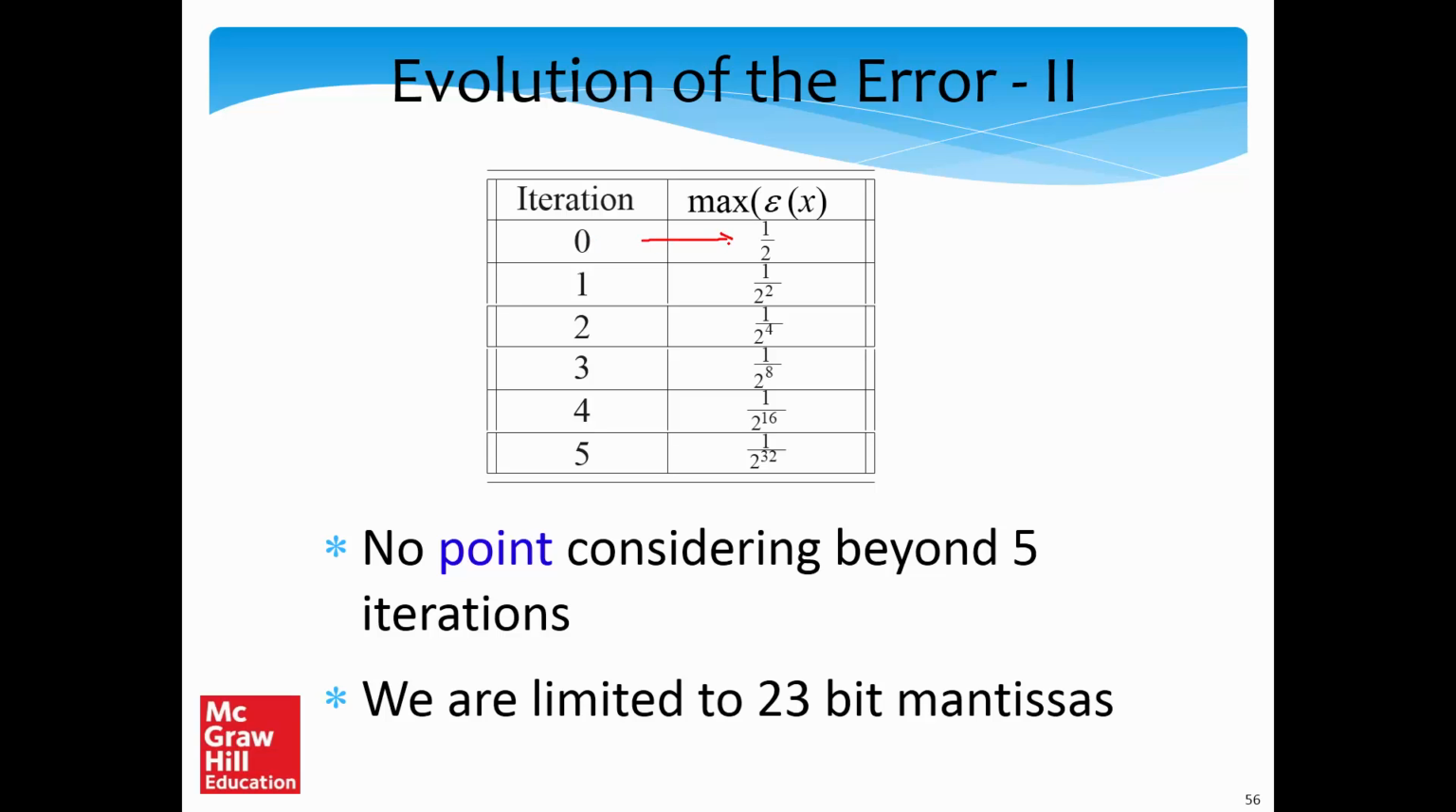So let us look at the maximum error that is possible in iteration 0. In iteration 0 it is half. In iteration 1 it's 1 by 2 square. In iteration 2 it is 1 by 2 to the power 4. In iteration 3 it is 1 by 2 to the power 8. In iteration 4 it's 1 by 2 raised to the power 16, and ultimately in iteration 5 it is 1 by 2 raised to the power 32. So one thing that needs to be kept in mind is that the error after 5 iterations becomes 1 by 2 to the power 32, which is a fairly small number.